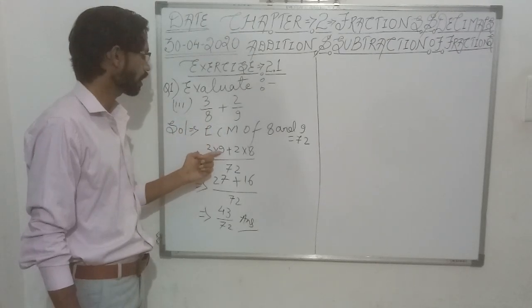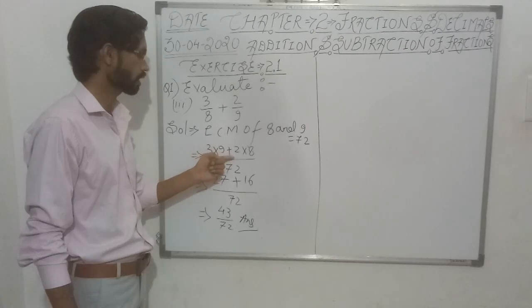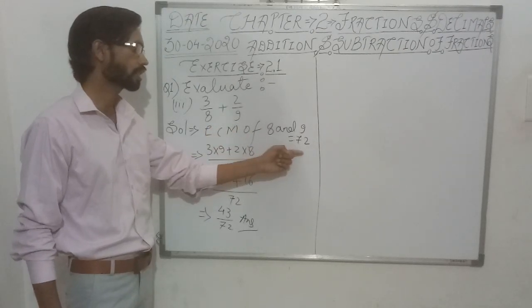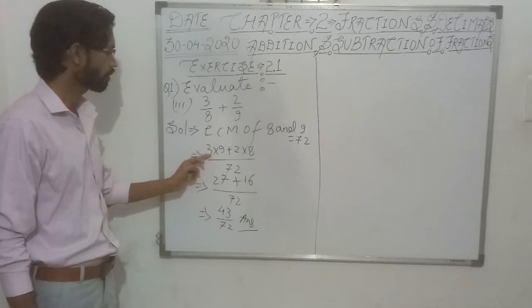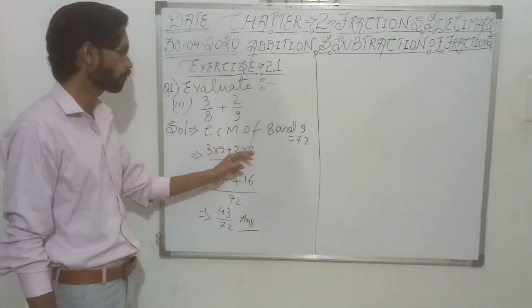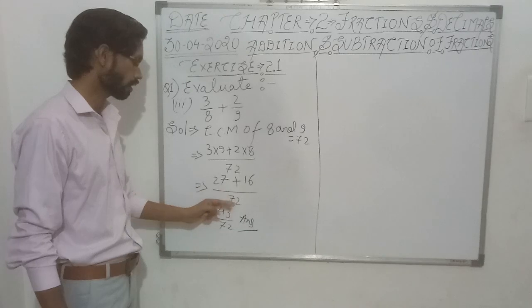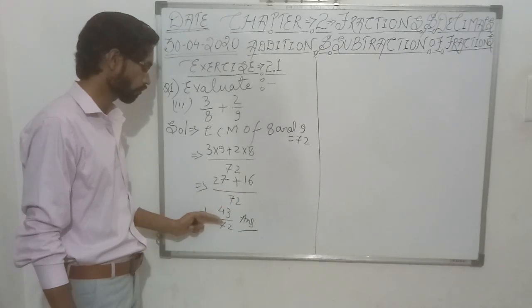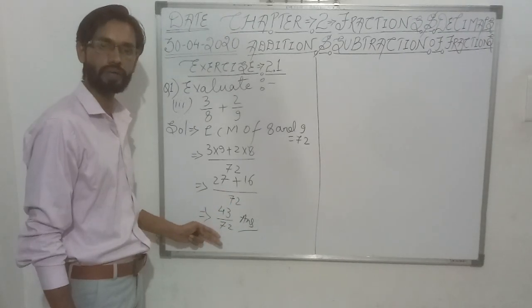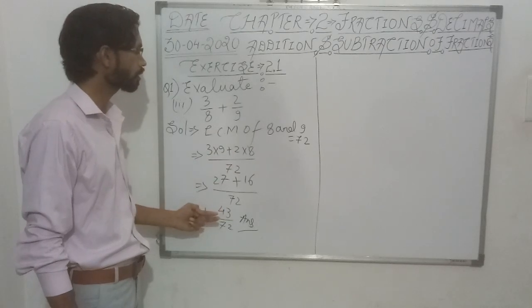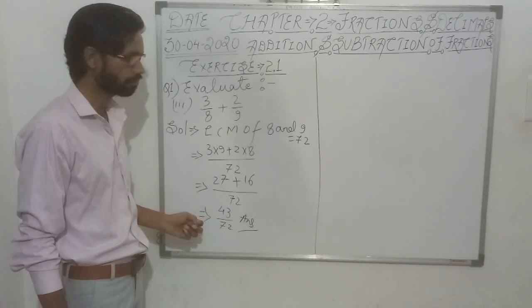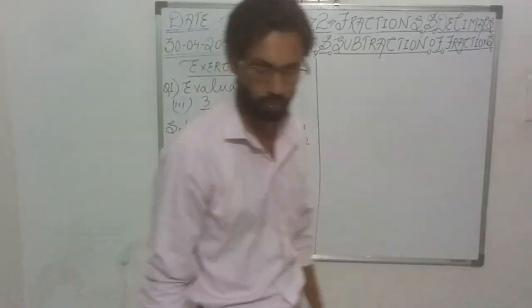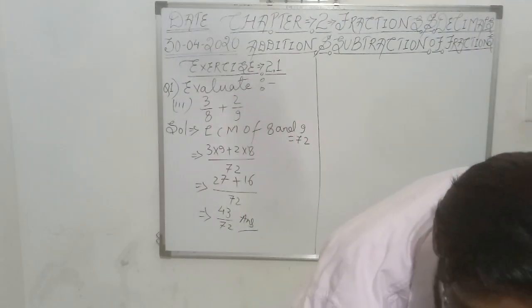Okay, so that is 3 into 9 plus, same thing, 9 8s are 72, 8 into 2, that is written as it is. 3 9s are 27 plus 2 8s are 16, upon 72. Next step, 43 by 72 is our final answer. So this is the method how we have to solve the questions. Okay. All right. Now we will move on to the next questions.